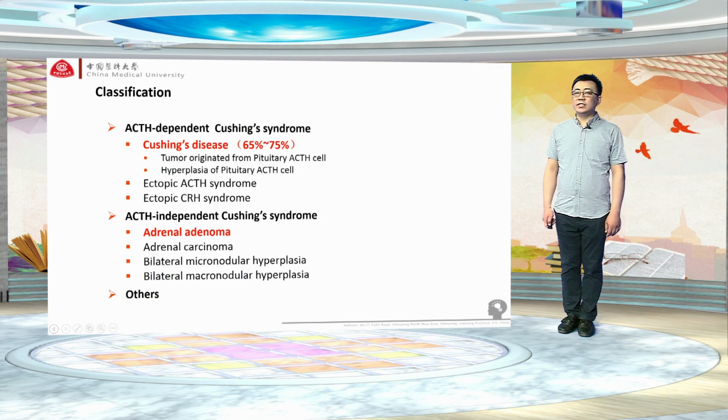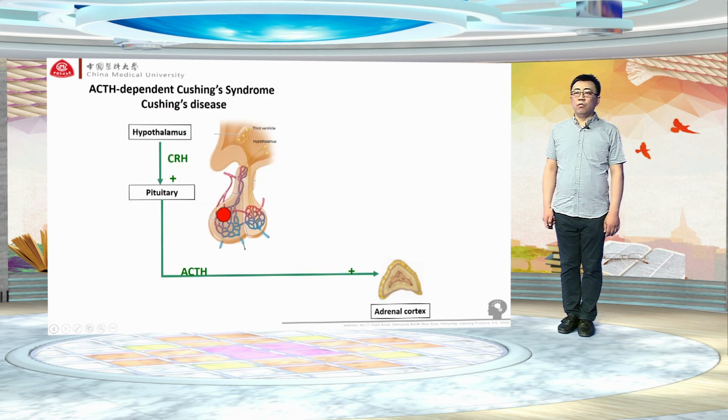The classification of Cushing syndrome includes ACTH-dependent Cushing syndrome, which includes Cushing's disease, which accounts for over 70% of Cushing syndrome and may be tumor or hyperplasia of the pituitary, and ectopic ACTH syndrome. Another one is ectopic CRH syndrome, which is very rare. We also have another kind, ACTH-independent Cushing syndrome, which includes adrenal adenoma, adenocarcinoma, bilateral micronodular hyperplasia, and bilateral macronodular hyperplasia. Now I will explain them to you one by one.